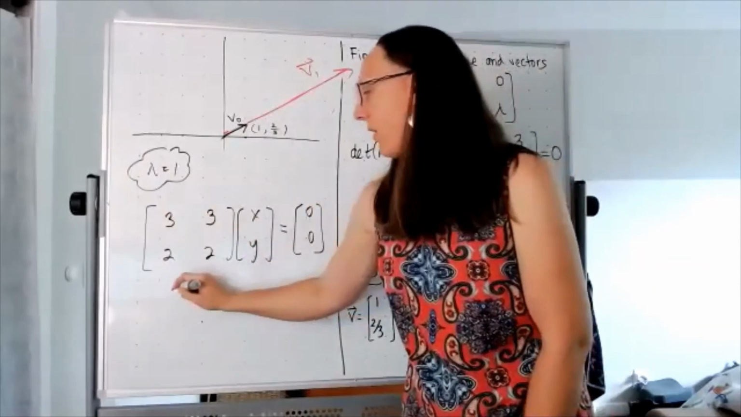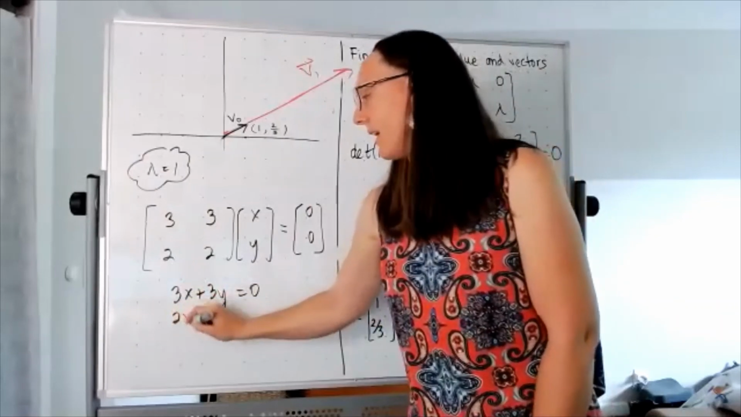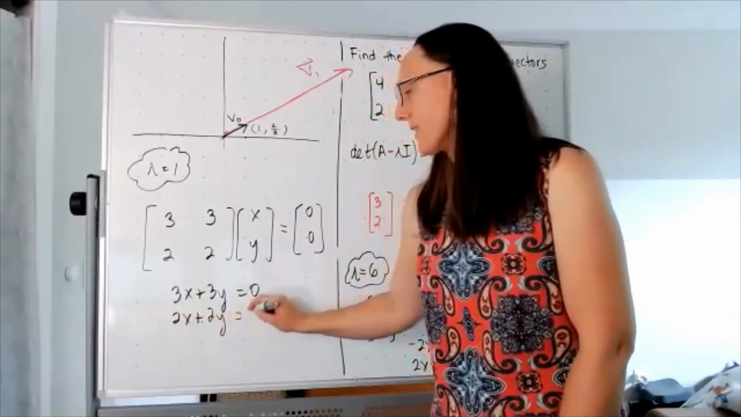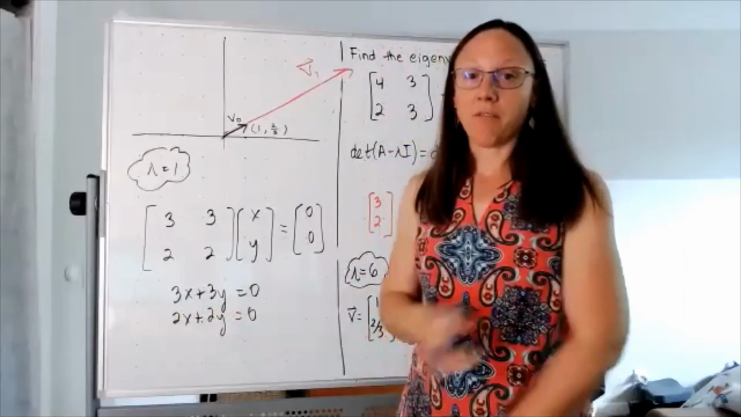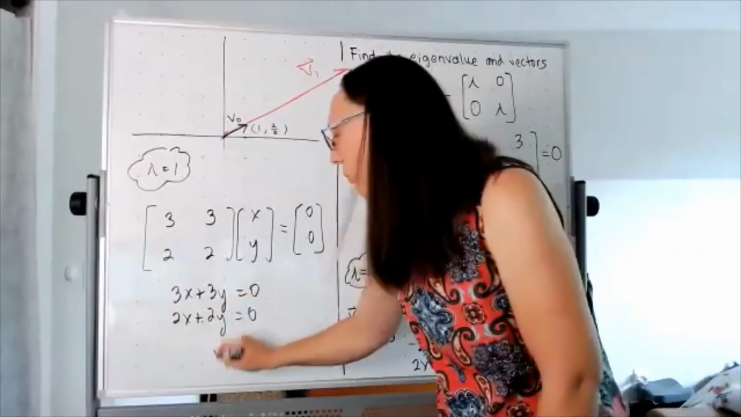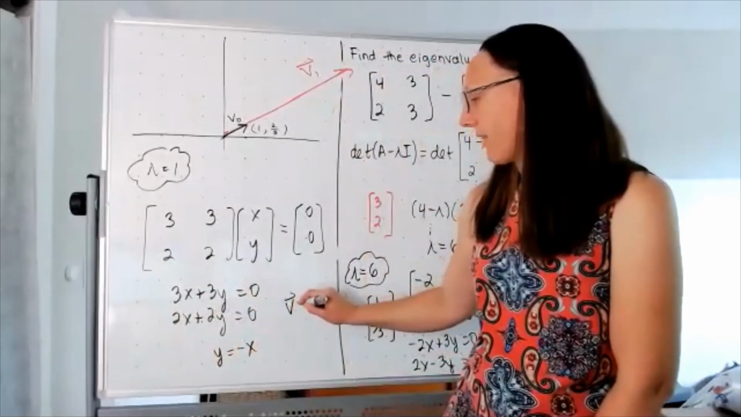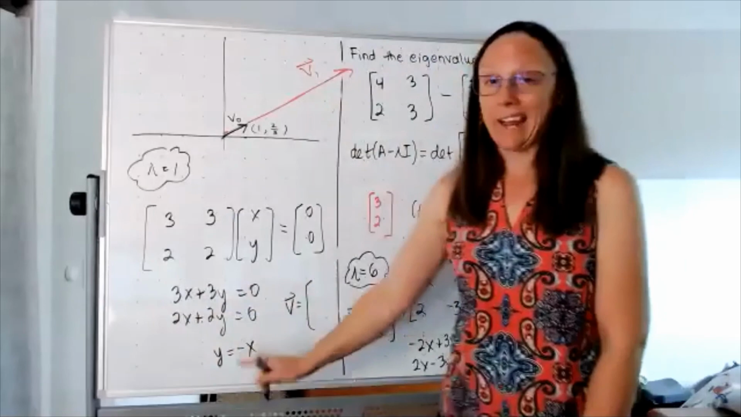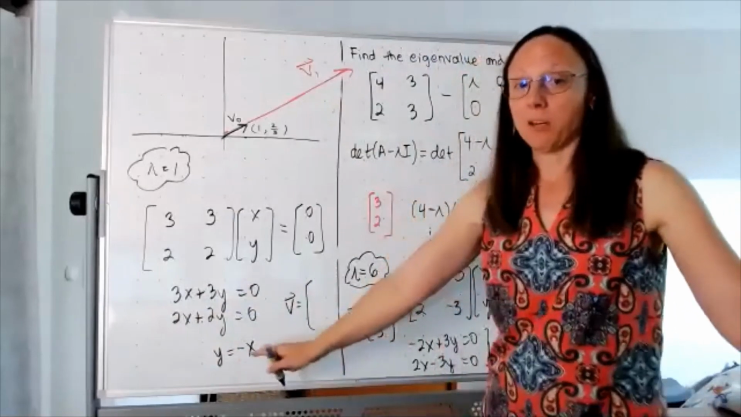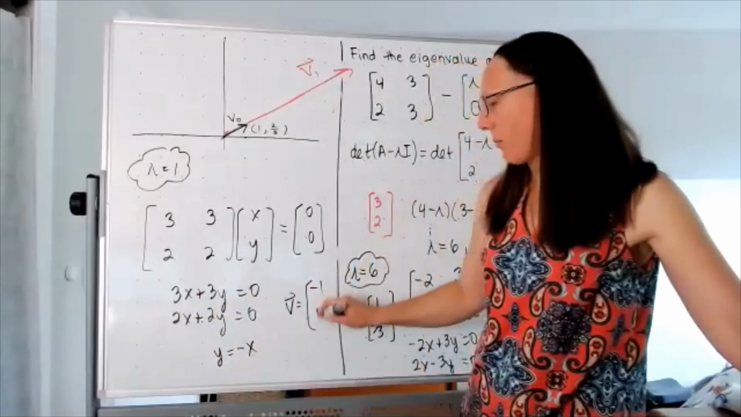So if I write that out, that's 3x plus 3y is equal to 0, and 2x plus 2y is equal to 0. So they are, in fact, the same equation again. Both of these are saying y equals negative x. So I can choose my eigenvector by picking any point on that line. I'm going to choose -1 for x, which would make y +1.